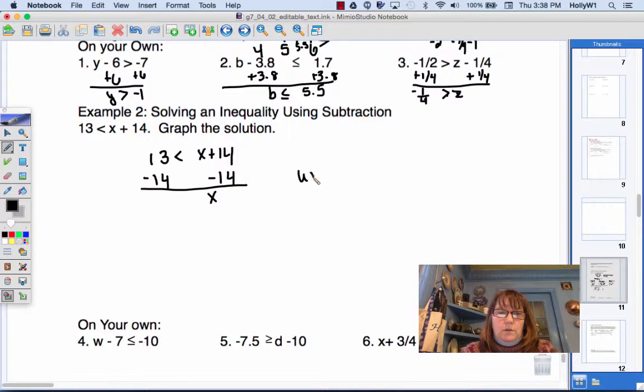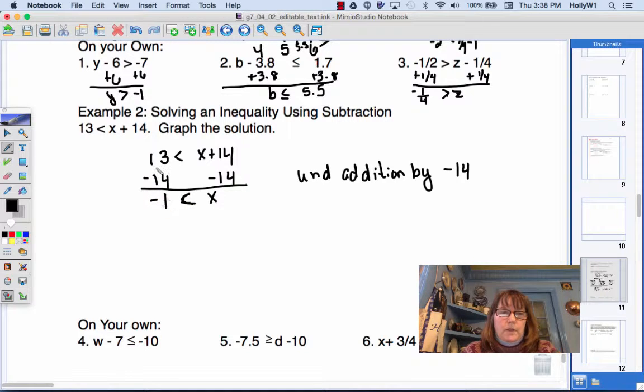So we undo addition by subtracting 14. So we end up with x on that side. The inequality stays the same.